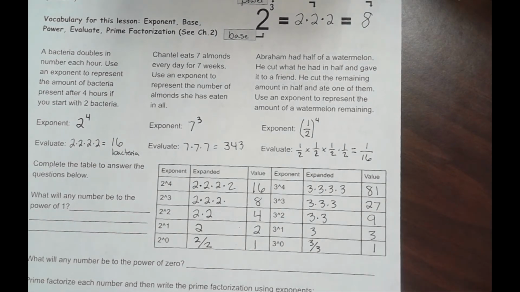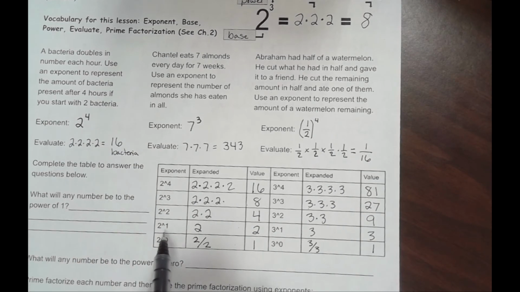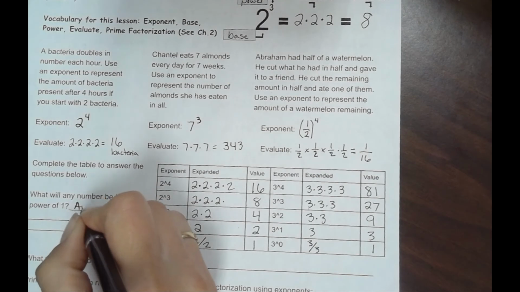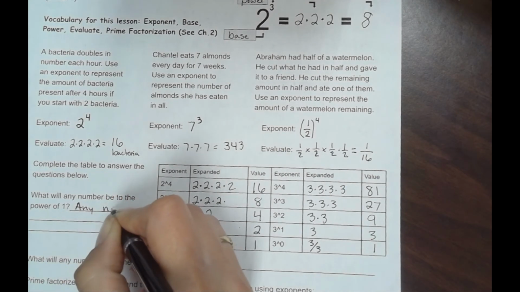So let's answer these questions. What will any number be to the power of 1? 2 to the power of 1 was 2. 3 to the power of 1 was 3. Any number to the power of 1 is itself.